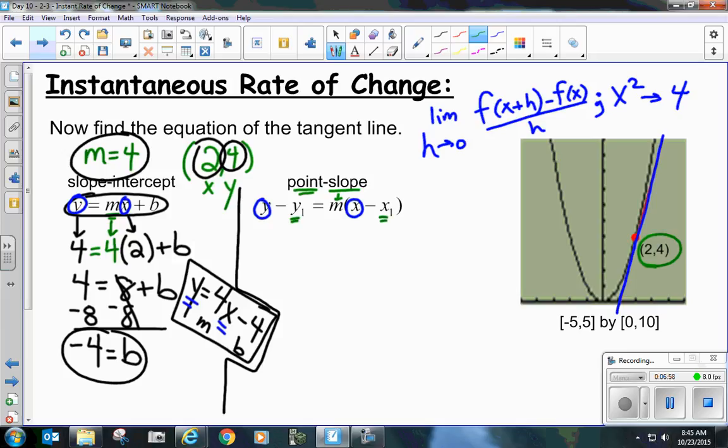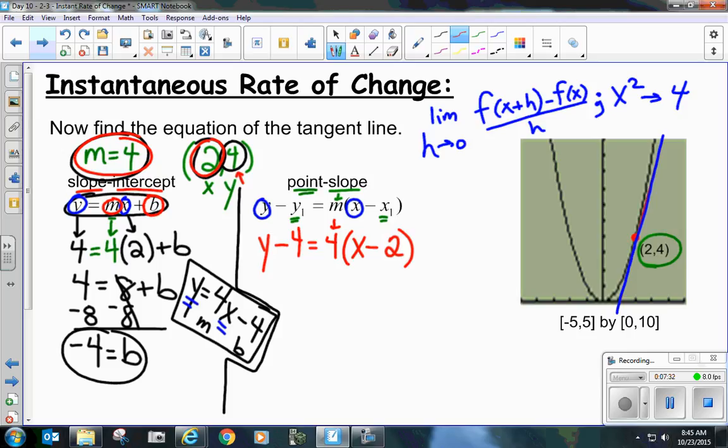It's the same thing here. I mean, that's why it's called point slope. This one's called slope intercept because I need a slope and an intercept. All right? So, y minus, well, I have a y, 4, equals m, 4, times, I keep my x, minus, I need an x coordinate, I have one. There you go. That's an equation of a line right there.